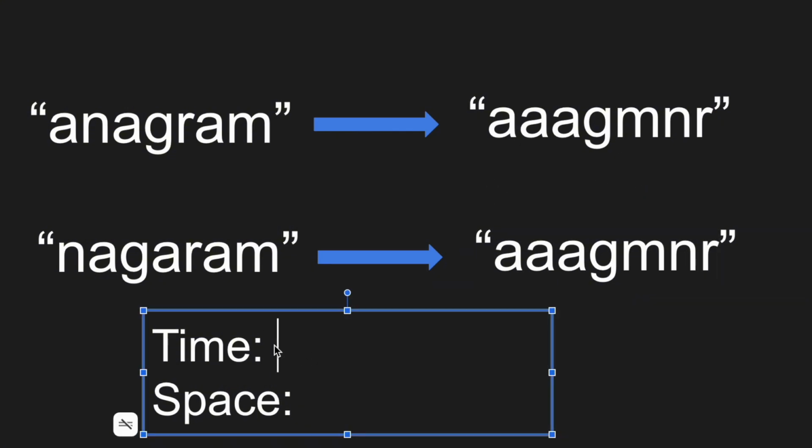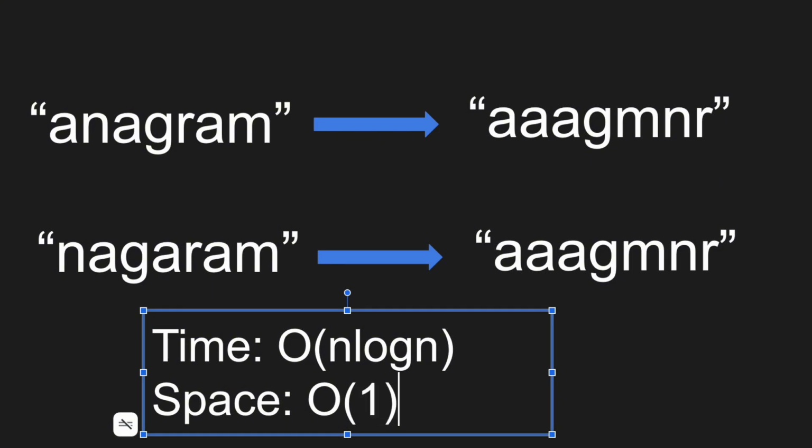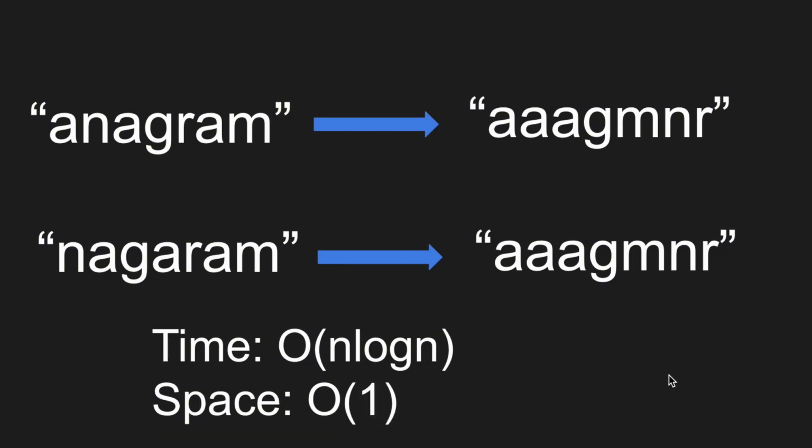So the time complexity of this problem will be O of n log n, because that's the time it takes to sort both of these strings. And the space complexity would be constant because we are not using any extra space. So even though this is a fairly simple approach, there is a faster way to solve this problem.